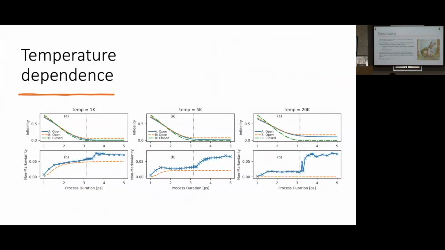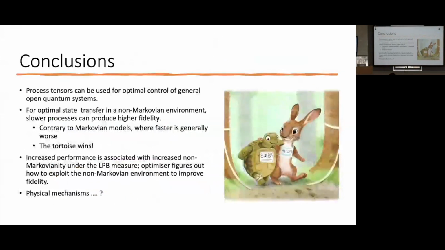Okay, so I think that's probably my time. So my conclusions are that process tensors can be used for the optimal control of open quantum systems with memory, so non-Markovian systems. And that's what I mean by general here, not general system Hamiltonians, but reasonably general models of open quantum systems.